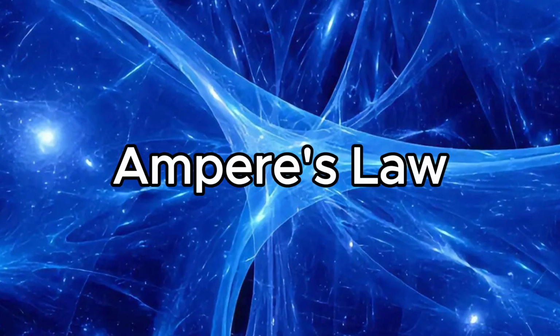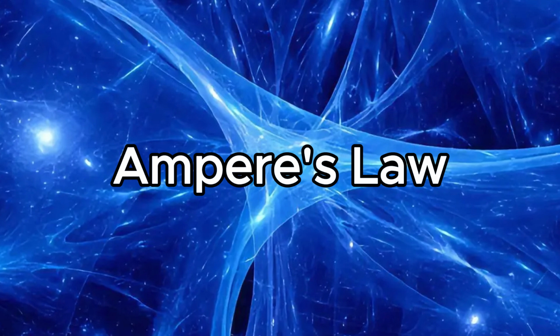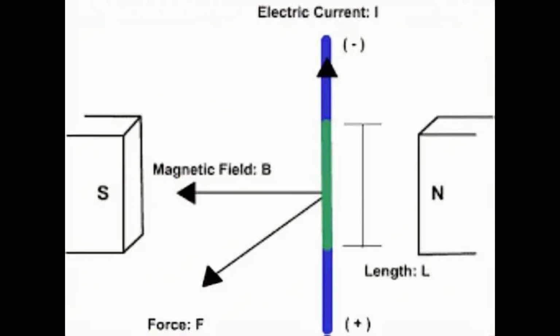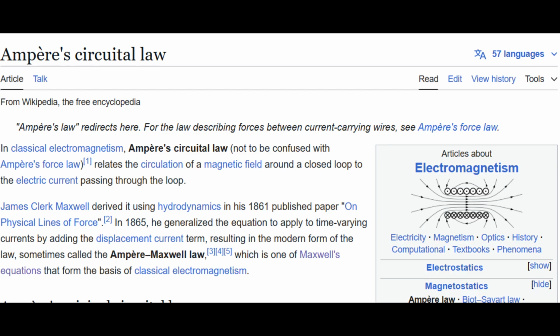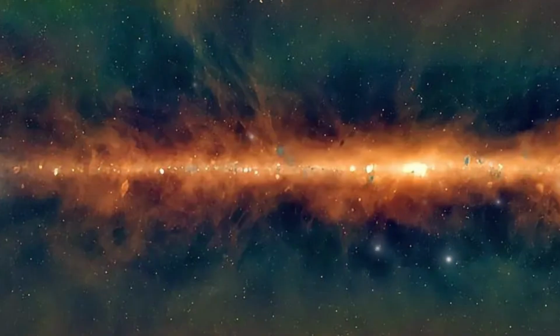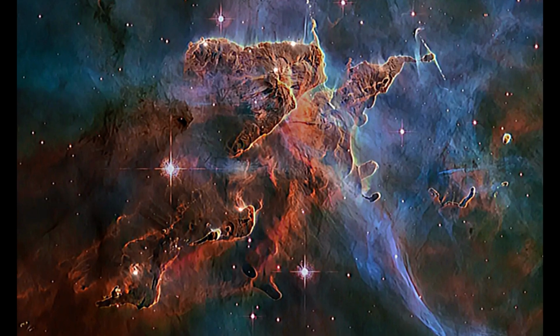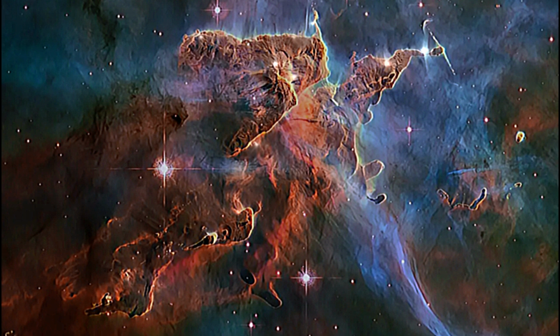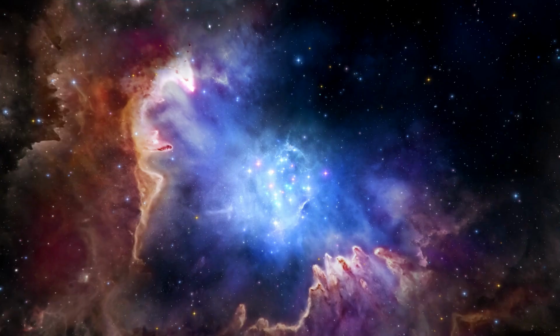This process follows Ampere's law, where the current flowing through plasma creates a surrounding magnetic field that constrains the charged particles into a narrow structure. Plasma's high conductivity allows these currents to remain stable over long distances, forming extended filaments in space.